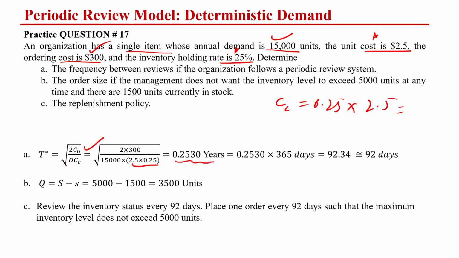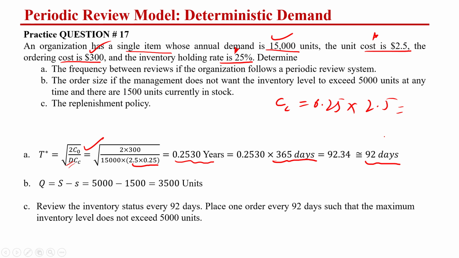Why in terms of years? Because we have the annual demand. If we multiply by the number of days this organization is working, we get the order cycle time, which is 92 days. That means after every 92 days we are going to review the inventory level of that particular SKU.